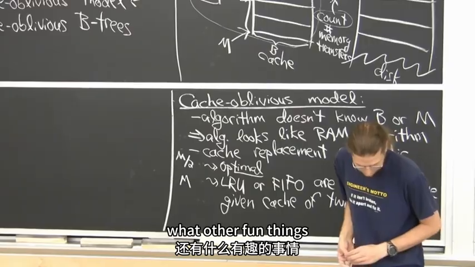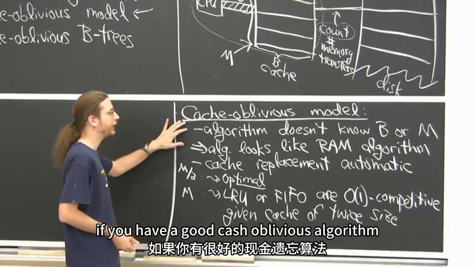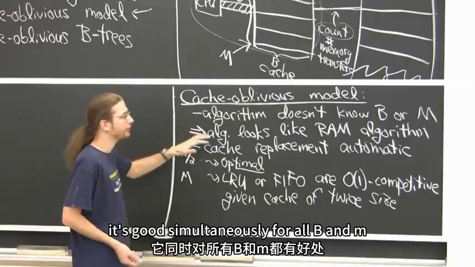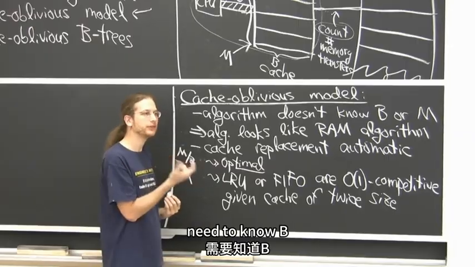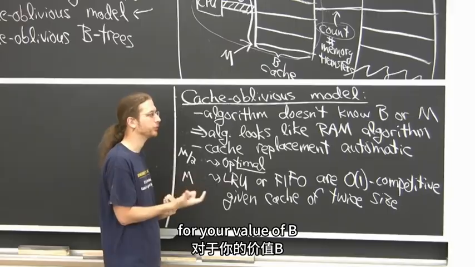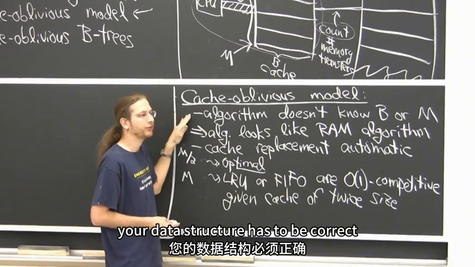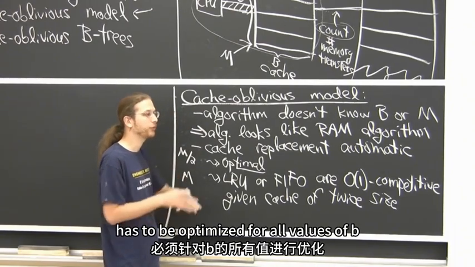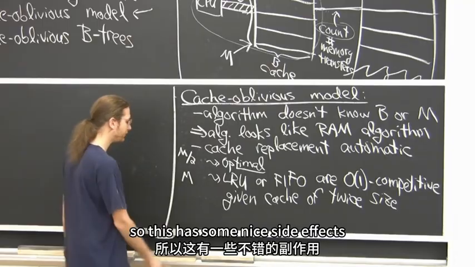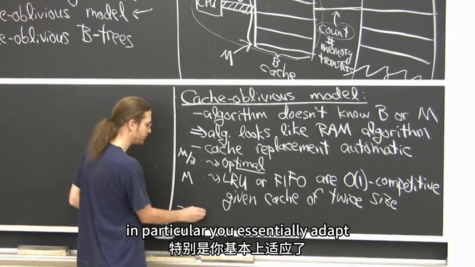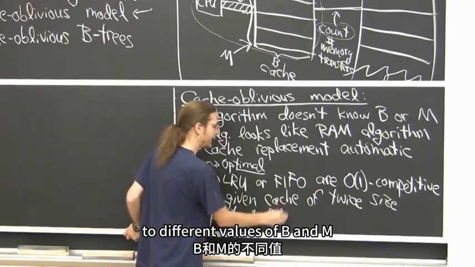What other fun things? If you have a good cache oblivious algorithm, it's good simultaneously for all B and M. That's the consequence. Whereas B-trees, for example, need to know B, they need to have the right branching factor for your value of B. In the cache oblivious model, your data structure has to be optimized for all values of B and all values of M simultaneously. So this has some nice side effects. In particular, you essentially adapt to different values of B and M.